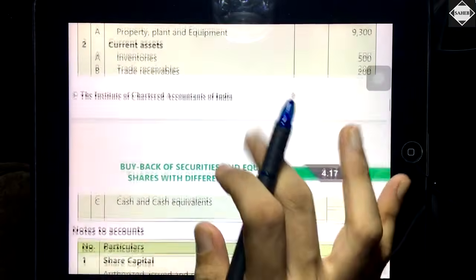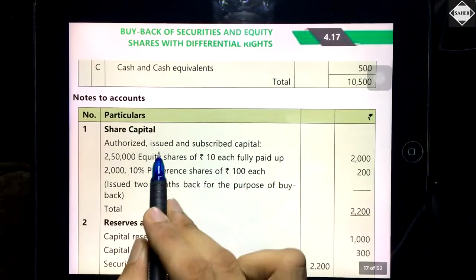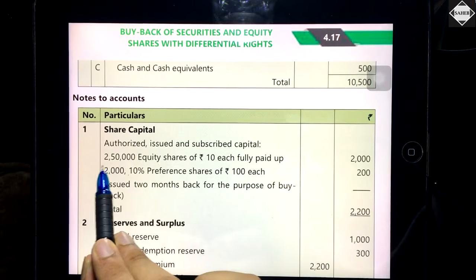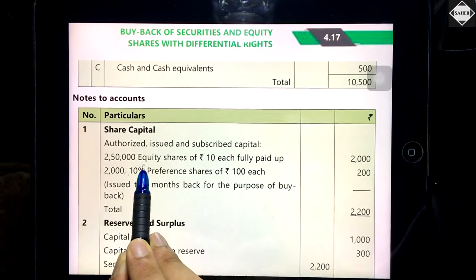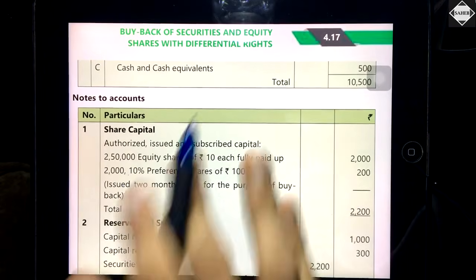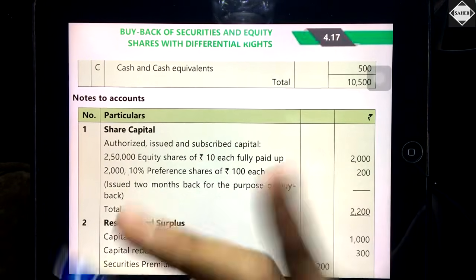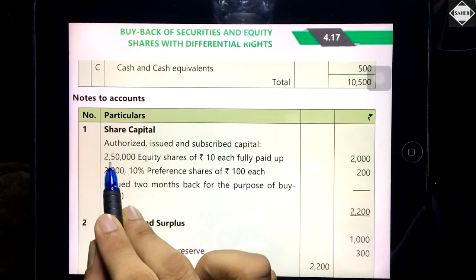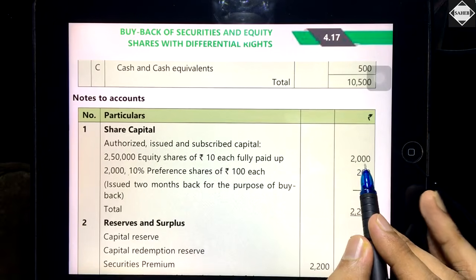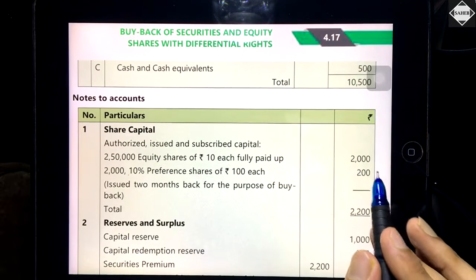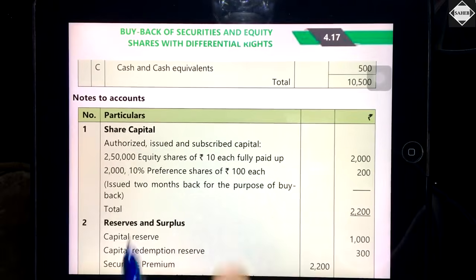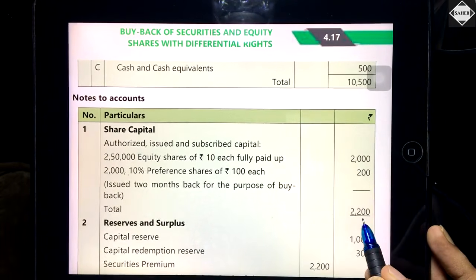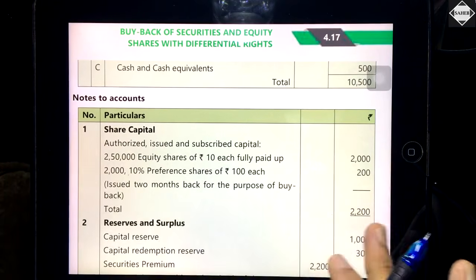Let's understand that. Under share capital, of course, you will write authorized, issued and subscribed capital. And then there's a mistake over here. They have taken 250,000 equity shares, which is incorrect. In the new balance sheet, only 2 lakh equity shares are there because 50,000 have been bought back. So 2 lakh equity shares into rupees 10 is equal to 20 lakh. And then preference shares as they are, we haven't touched that. So 2 lakh. 20 lakh plus 2 lakh is equal to 22 lakh. Is that clear? Share capital 22 lakh.